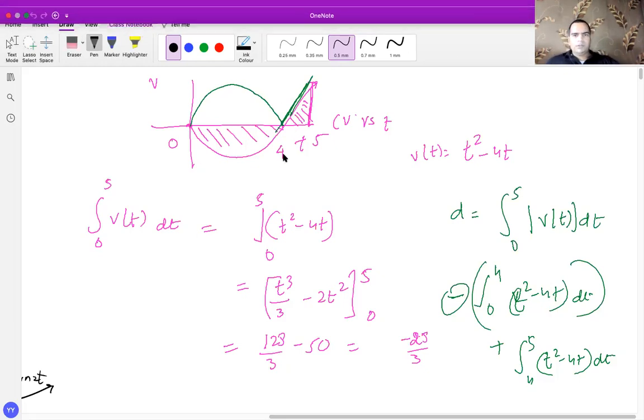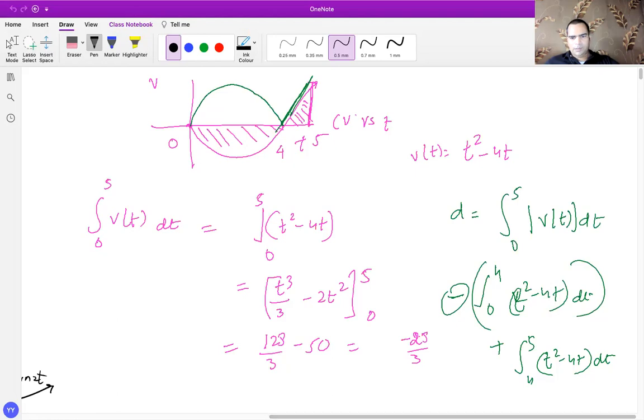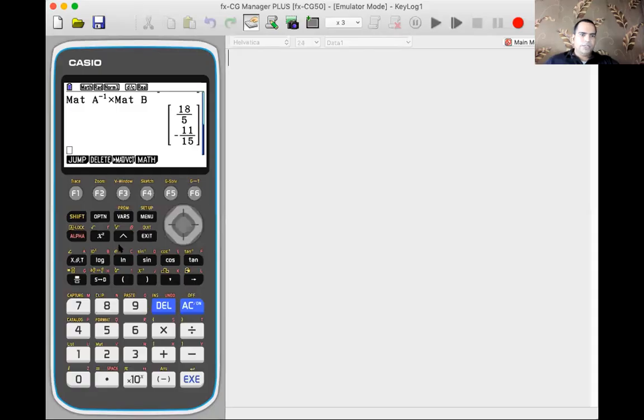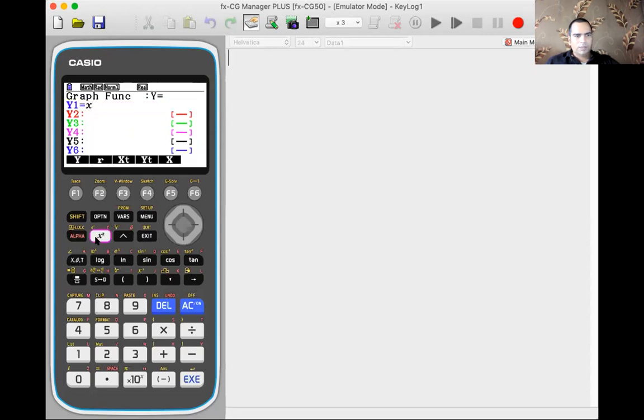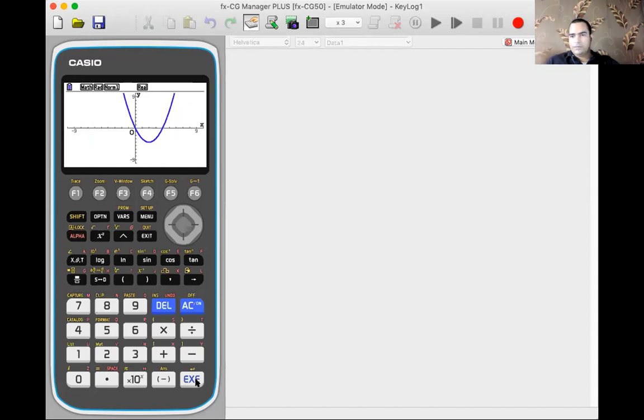Now, I'll show you how to do the same thing on a calculator. When you are looking forward to doing such questions on a calculator, you just go straight to the graph. You plot the graph of the function, so let's say x squared minus 4x is the function. You plot the graph, and suppose you want to find the displacement directly in the first 5 seconds, you just do G-Solve, then press integrate, and type the values 0 and 5. You can see that the answer negative 25 over 3 we had got is negative 8.33.